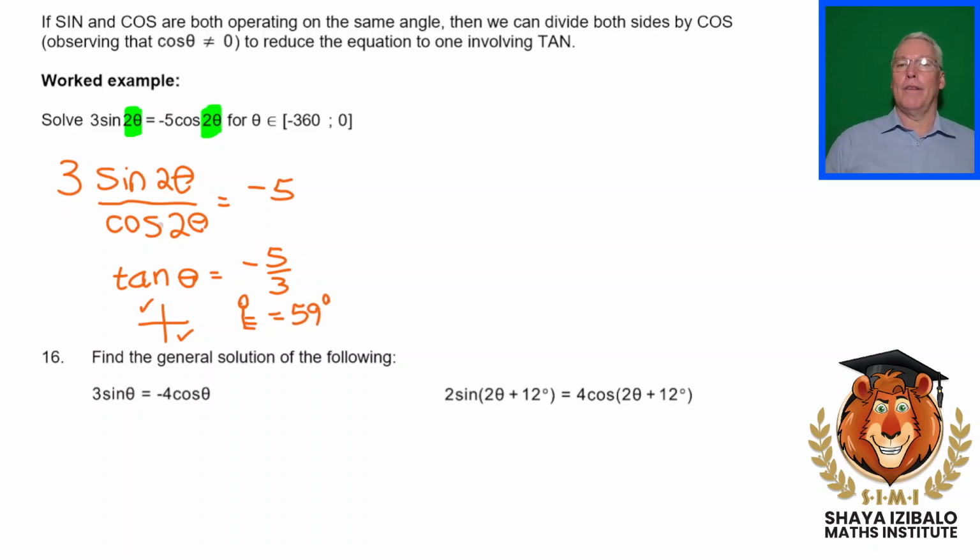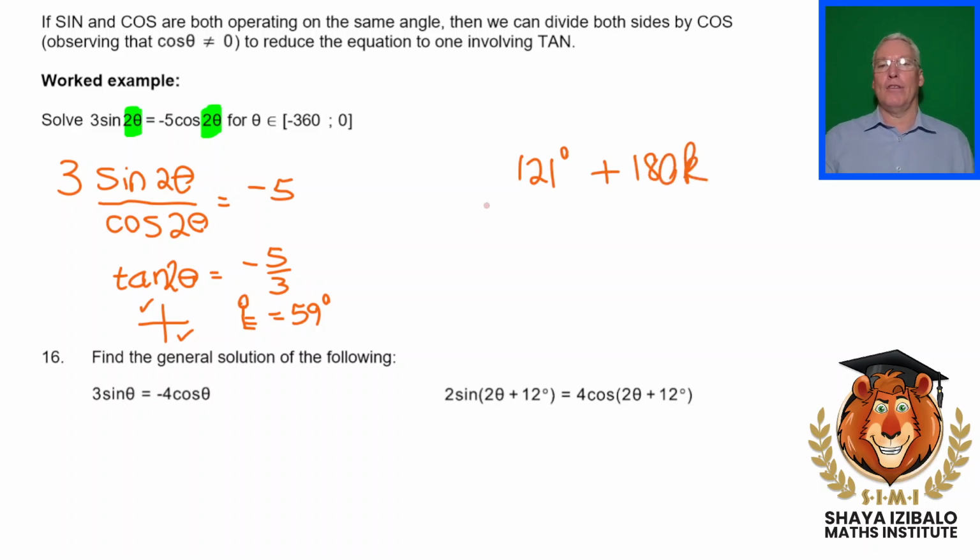And now, sorry, this is not tan theta, this is tan 2 theta. So now we know we want to be in quadrant 2, so 180 minus 59, 121 degrees, plus 180k. And the reason it's 180k is that tan is going to take us into quadrant 4 if we add 180 once.